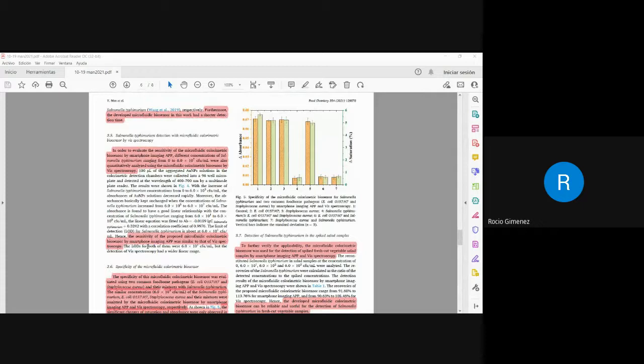Similar concentrations of Salmonella, E. coli and Staphylococcus aureus and their mixtures were analyzed by both the smartphone imaging app and spectroscopy. They saw that significant changes of saturation and absorbance were only observed in samples with Salmonella. The changes of saturation and absorbance of samples with only non-target bacteria were close to that of the control. So these results indicated that the proposed microfluidic colorimetric biosensor had good specificity.